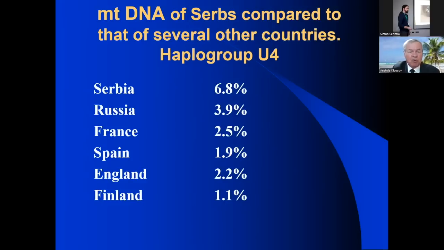If you talk about U4, basically a similar picture: Serbia 6.8%, Russia 3.9%, France 2.5%, Spain 1.9%, England 2.2%, Finland 1.1%. Yes, in Serbia, U4 is the highest amount. However, if you take into account the error margin, say plus minus 1%, maybe even plus minus 2%, it would be in the same family.